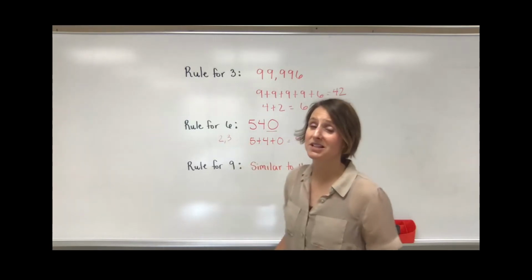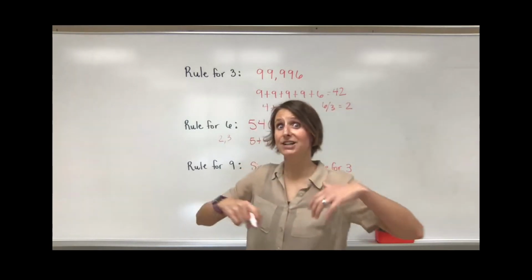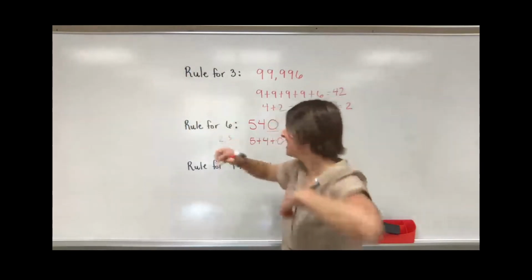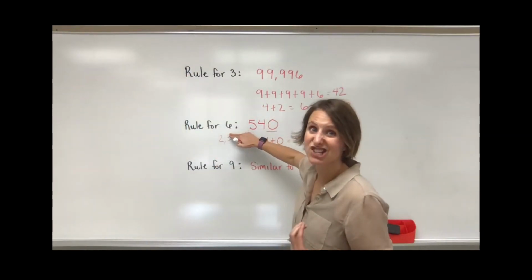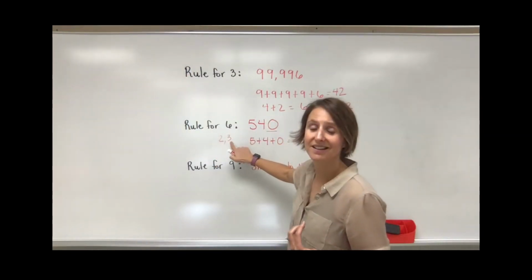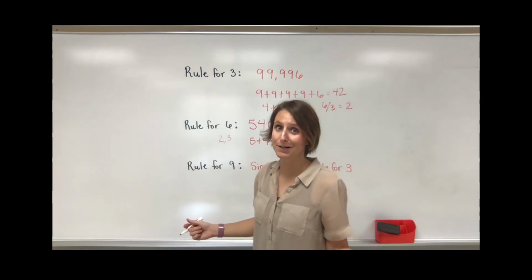And if you think about it, it's been a long time since you've heard this word. Prime factorization, tree. The prime factorization for 6 is 2 times 3. So that's why this divisibility rule works.